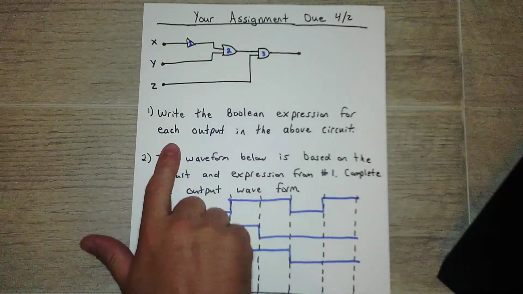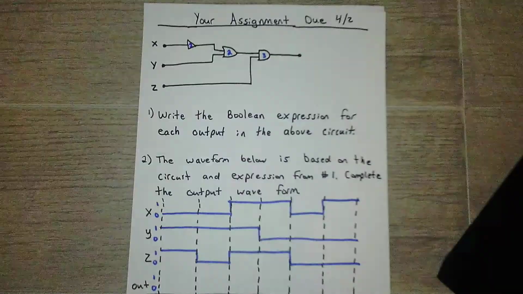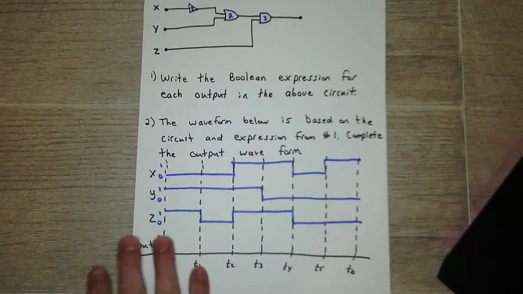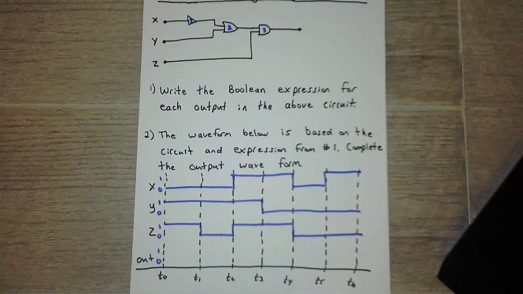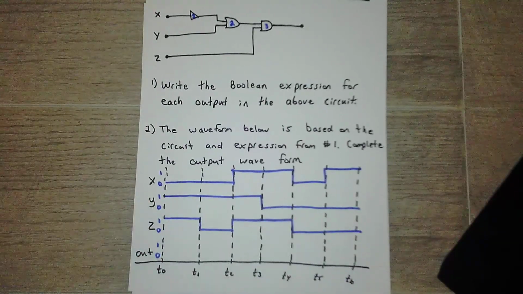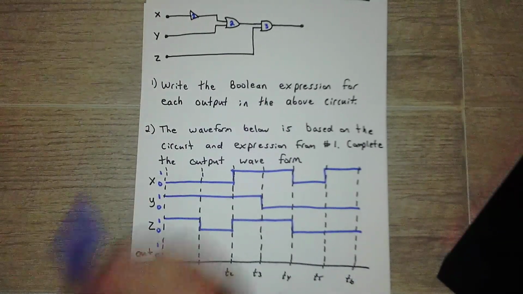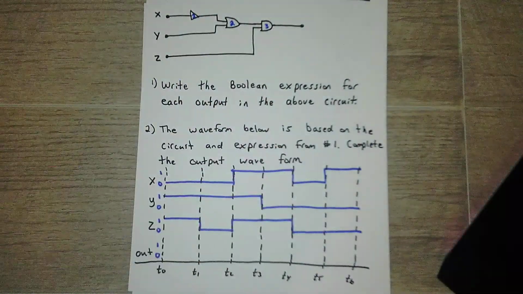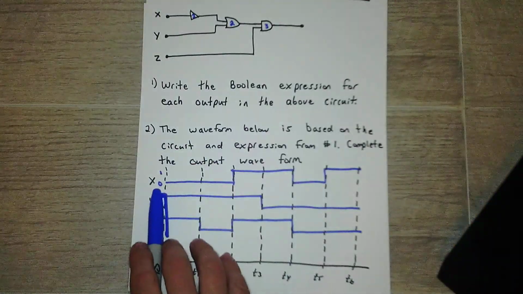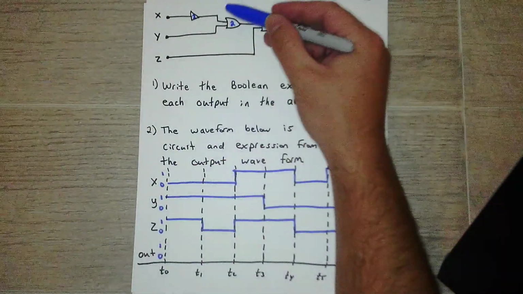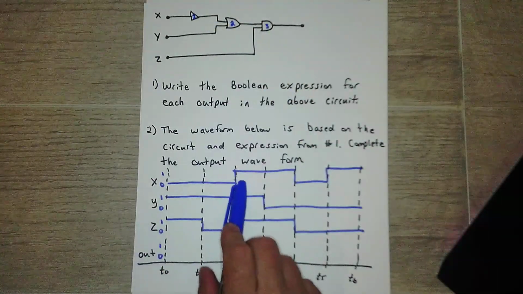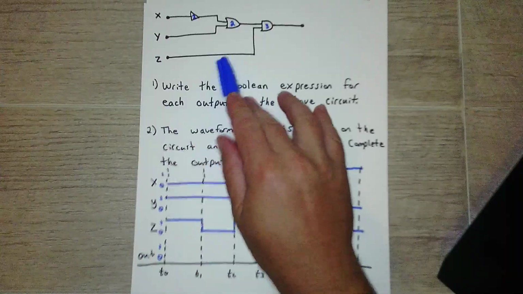Write the Boolean expression for each output. So you should have 3 answers for that one. And then you're given this waveform here. So this is based off of this circuit. Okay, so what is the output when all this is happening? Okay, so remember, X is through a NOT gate. So you want it when X is not on. So that's basically when X is off. So NOT X, and then you have an OR gate, so NOT X or Y, and Z. So those are your 3 outputs.